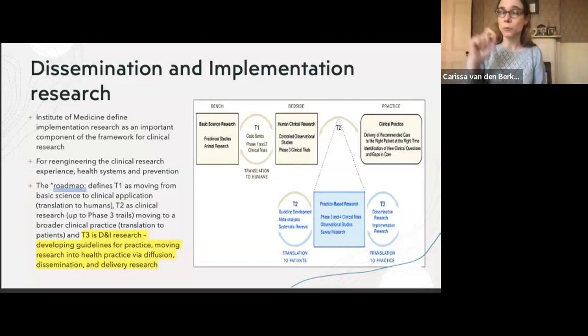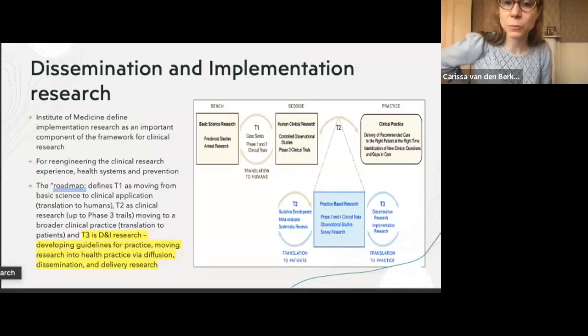We have what is considered a roadmap for how this occurs. When you work with the Institute of Medicine, when you apply for a lot of grants for research, you're doing this for different tracks. There's a T1 for basic science, a T2 for clinical research, and a T3 for what is considered dissemination and implementation research. This is where guidelines are developed for practice. This is where research is moved into health practice via diffusion, dissemination, and delivery research.